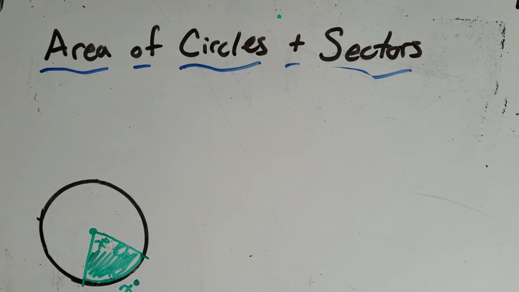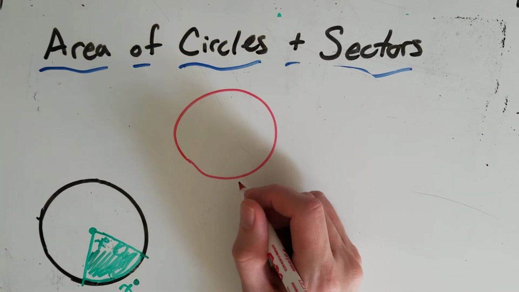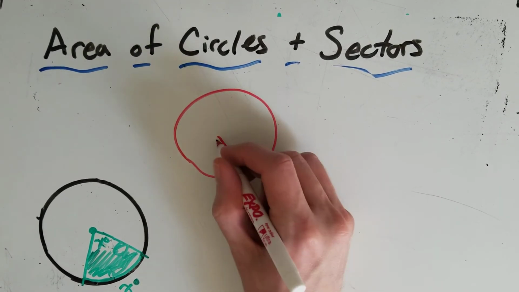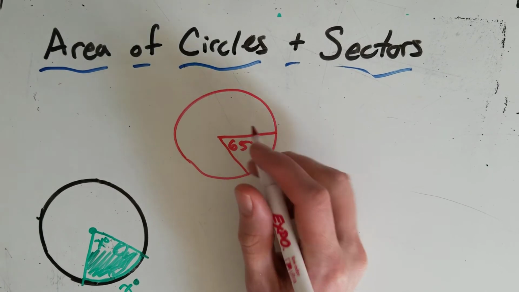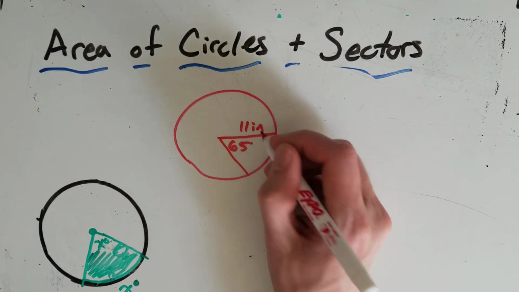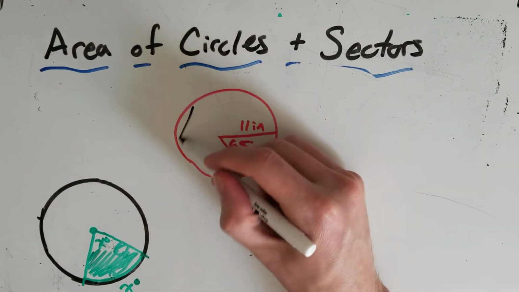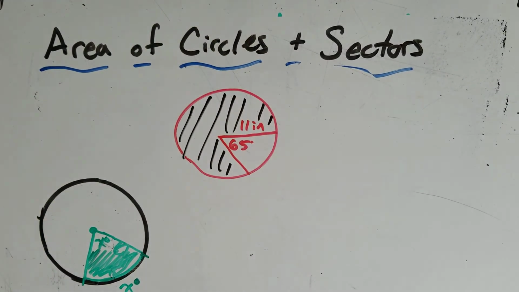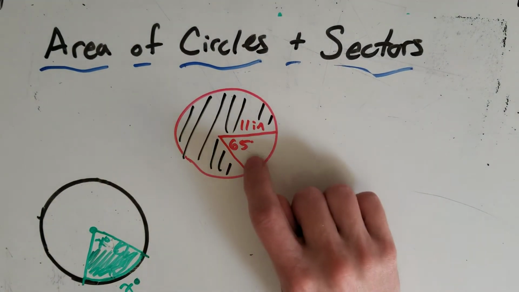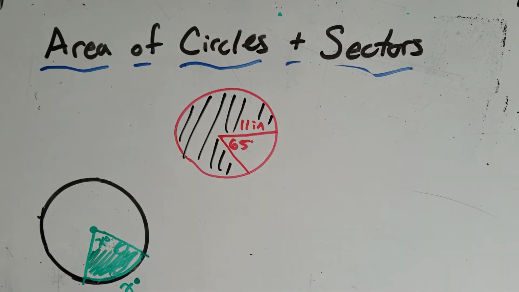So let's make another circle. Let's say we have this circle with a central angle of 65 right here. Our radius is 11 inches, and we want to find the area of the sector out here, this whole thing. So not this little part, but the whole outside here bound by the major arc going around.